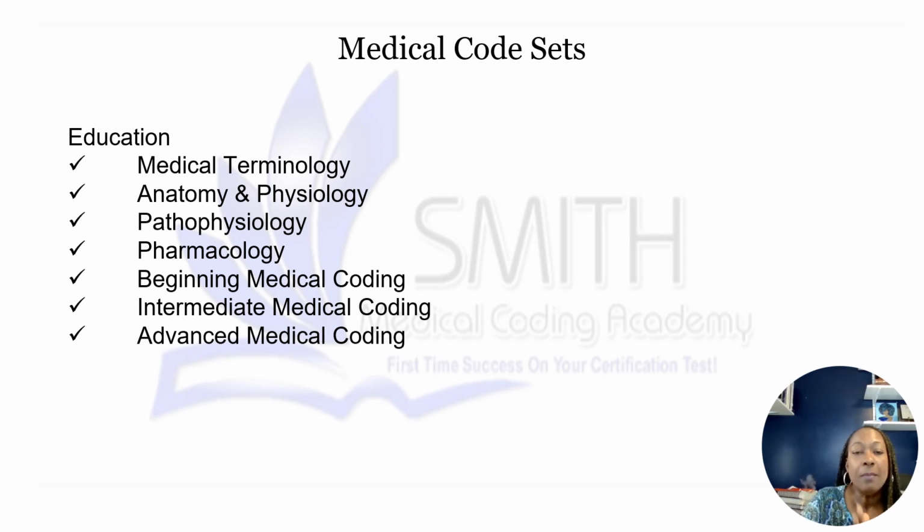So before you embark on an adventure of learning medical coding, some of the things that you need to know as a medical coder are here, beginning with medical terminology, anatomy and physiology, pathophysiology, pharmacology. We'll start there and then eventually get into beginning medical coding, intermediate medical coding, advanced medical coding, and then you'll need to allow yourself an opportunity to study before you take a final nationally recognized medical coding exam.